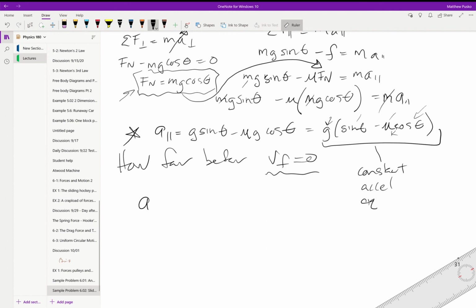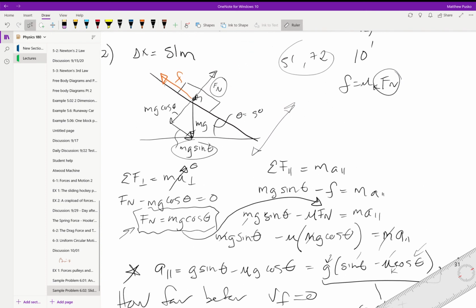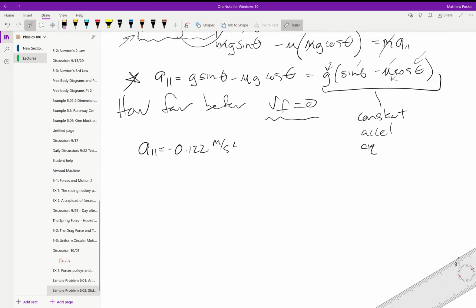We can crank this number out actually real quick. I know y'all like the numbers. This comes out to be a negative 0.122 meters per second squared. For the other accelerations, I don't have my calculator on me. But we took v final squared is equal to v naught squared plus 2a delta x. And we rearranged this for delta x and said delta x is equal to v final squared minus v naught squared, all divided by 2a.